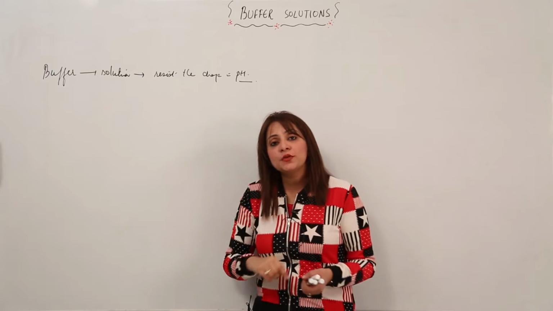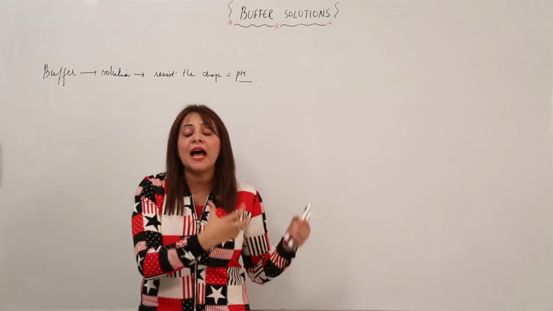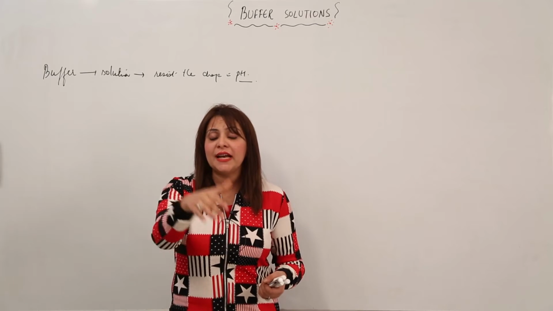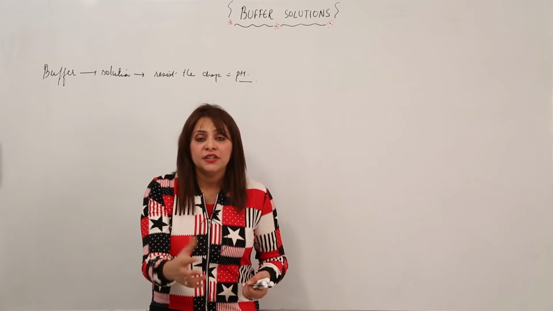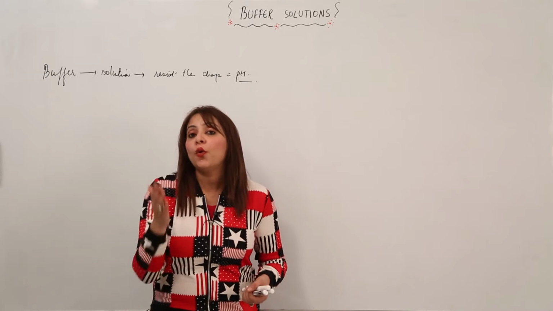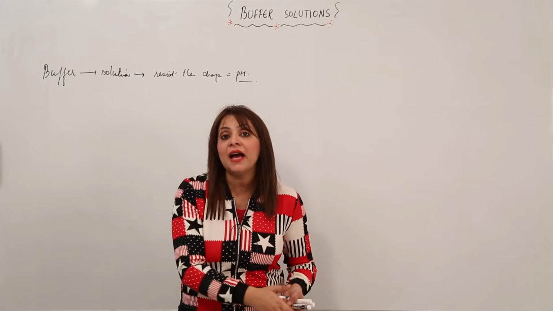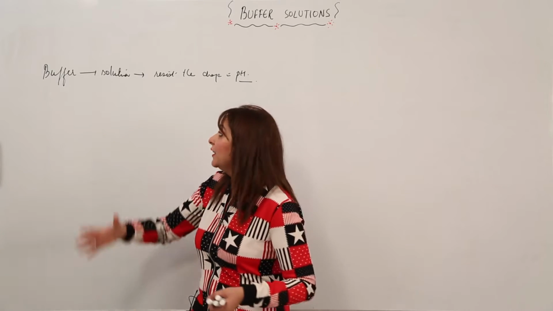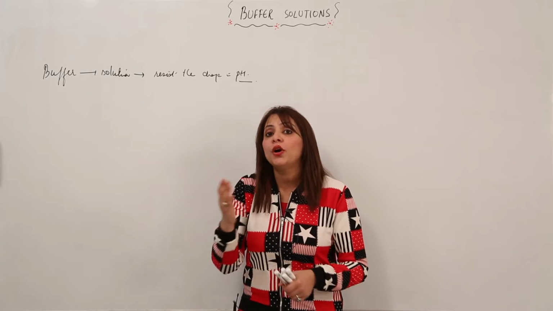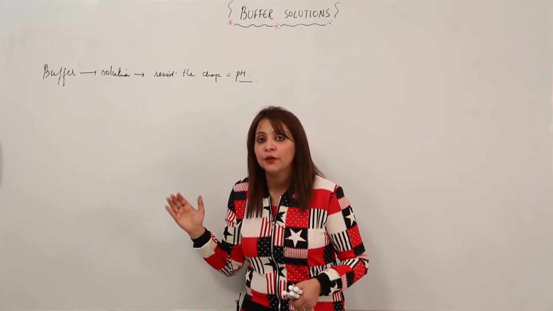Now the question must be striking in your mind: what special thing does it have that it can resist its pH, as water cannot? If we add acid to water, its pH gets changed. If you add base to it, its pH obviously gets changed. So what is the special property which water, our universal solvent, doesn't have, but many other solutions like the blood I'm talking about have? We are going to take it up in detail now.